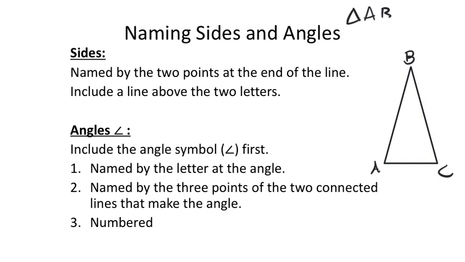Now, like I said before, I'm using a math symbol here, the triangle symbol, to represent the word triangle. This reads triangle ABC because I'm naming it based on the corners of this triangle. It's a lot better than actually writing the word triangle. Well, I think it is.